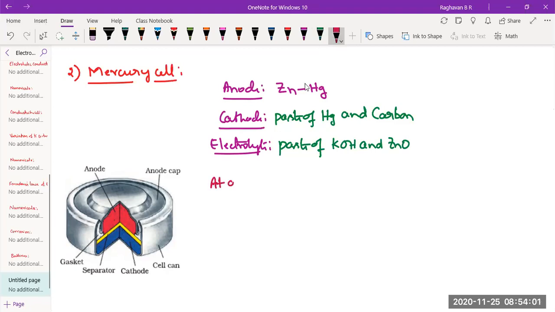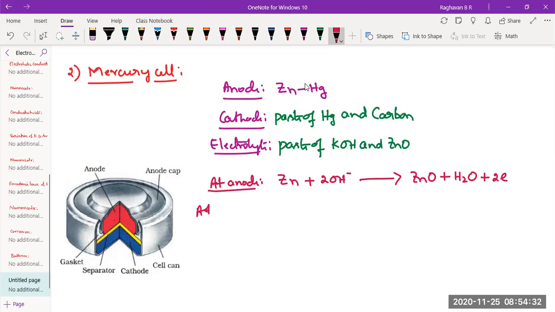At anode, here, especially zinc takes hydroxyl ions from the electrolyte, becomes ZnO, plus what else can be obtained? Water, and 2 electrons will be liberated out. Oxidation.